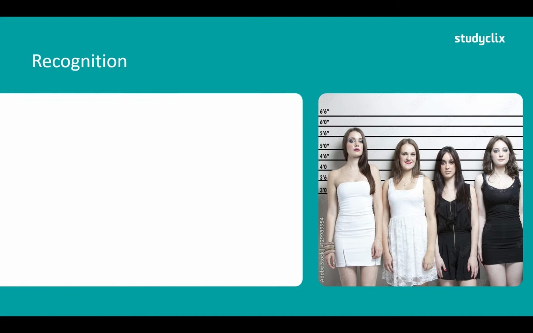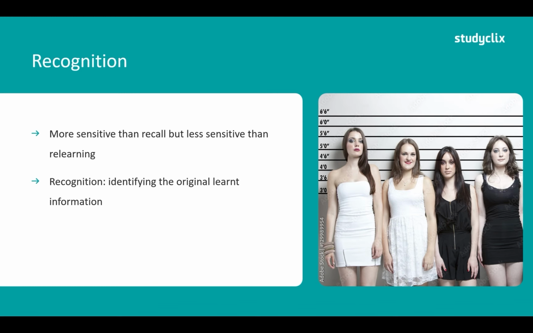Next, we have recognition. So this is more sensitive than recall, but less sensitive than relearning. So recognition is identifying the original information learnt. So the presence of the correct information acts as a cue for the retrieval of the memory. Now, a perfect example of this is multiple choice. So being able to pick out which is the right information. So which answer is correct would be the cue, which would then trigger the memory and go, yep, I know that is the correct answer.